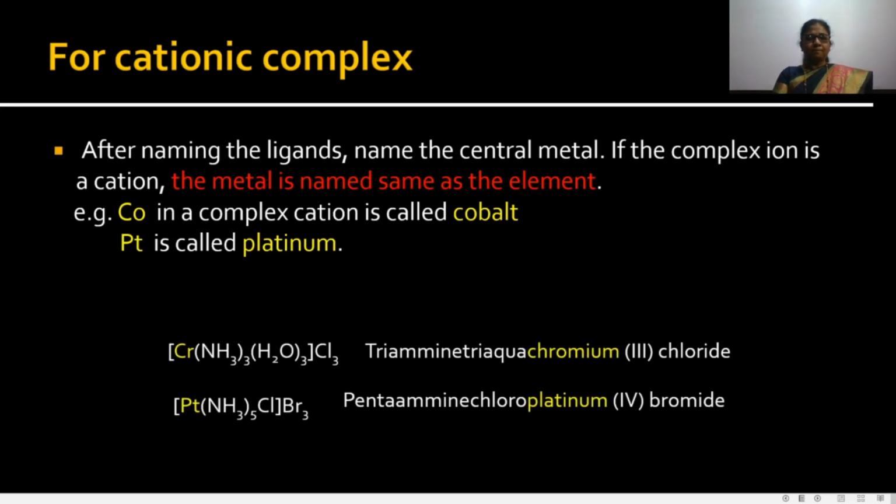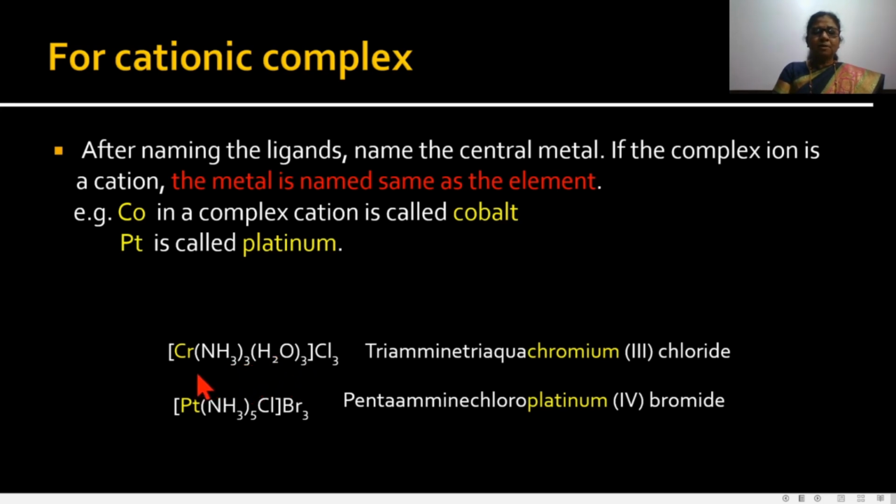For example, see here, this is Cr(NH3)3(H2O)3Cl3. This is the coordination sphere and it is the ionizable sphere. In this coordination sphere, this is the central metal ion and these are the ligands. There are two types of ligands, amine and water. There are six ligands in total.